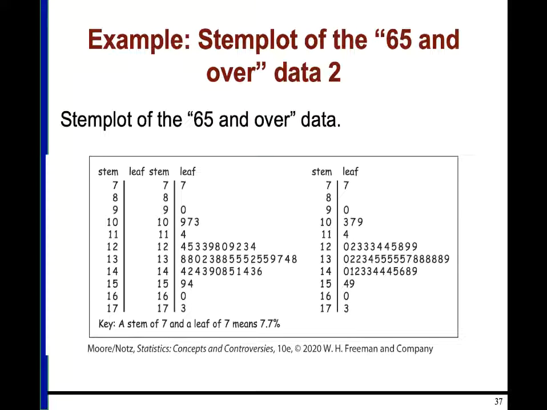So looking one more time at the data from the percentage of adults 65 and older for the different states, we see that the values range from 7 to, here we can see, 17.3. So we start with a stem of 7, and then 8, 9, 10, and count by 1 until we hit 17. Then the leaf, that first one, represents 7.7%, and we know that here because of the key. We have a 9.0, a 10.9, a 10.7, a 10.3, and so on.